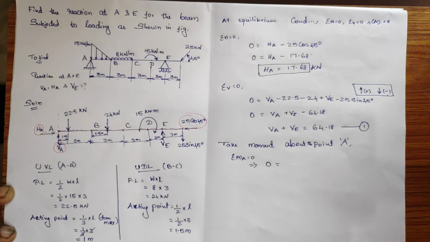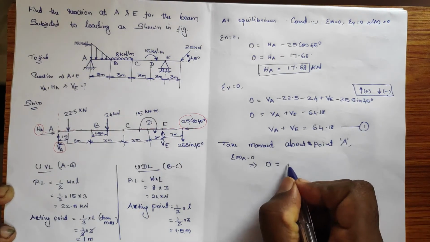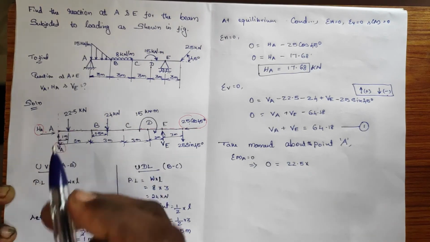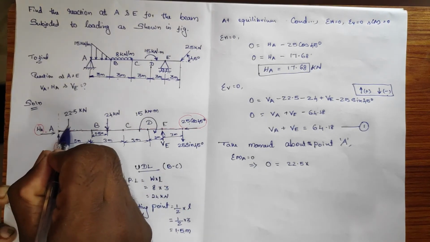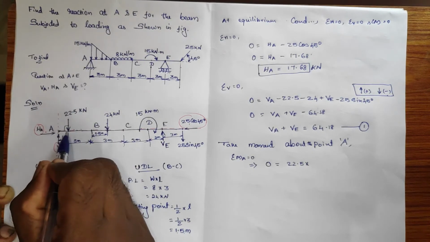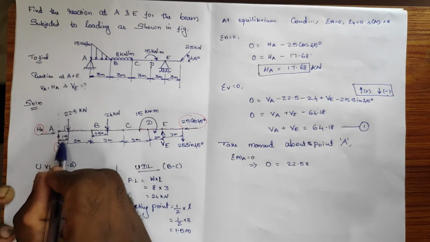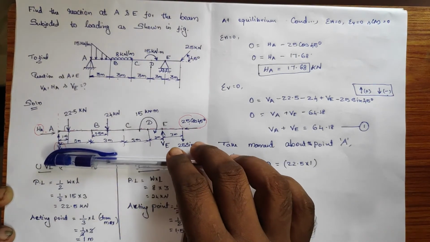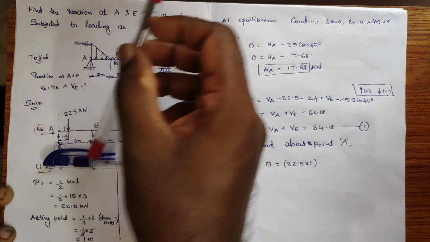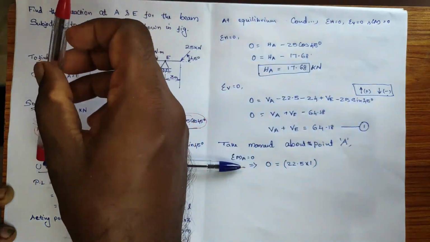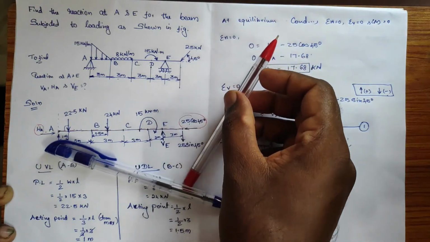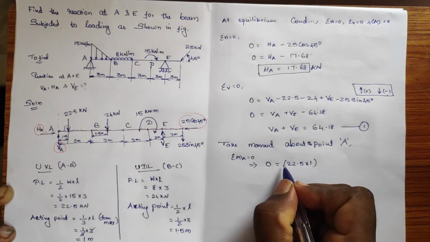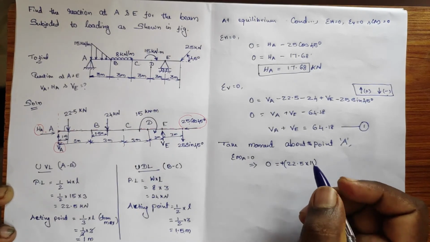Okay, let's do one by one. So here 22.5 kilonewton force is there into its perpendicular distance. Its perpendicular distance about A is 1. So 22.5 multiplied by 1. What about the rotation? How does it rotate? Because of this force, A is fixed, and the force is acting downward, so it rotates in clockwise. It causes the beam to rotate in clockwise, which means positive.